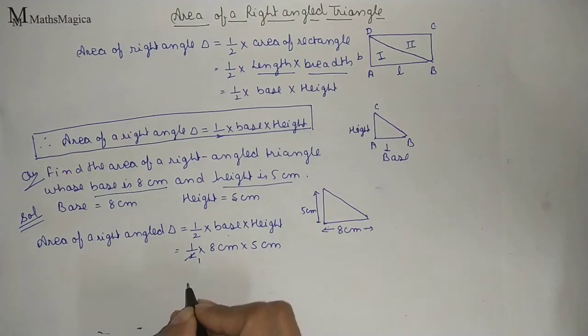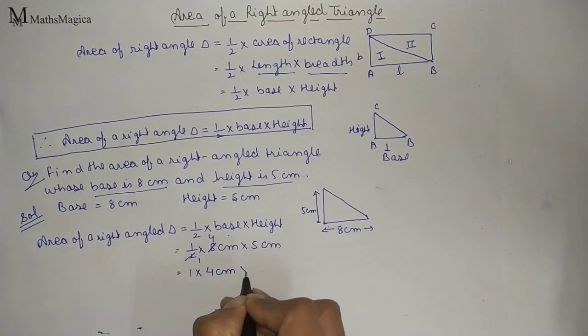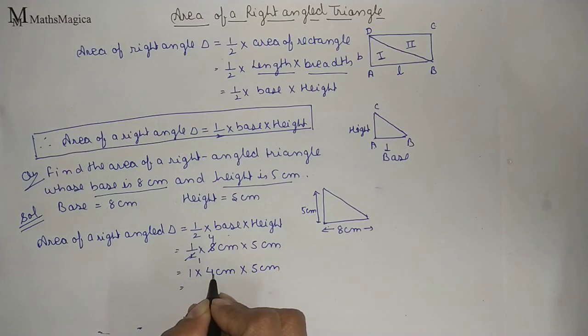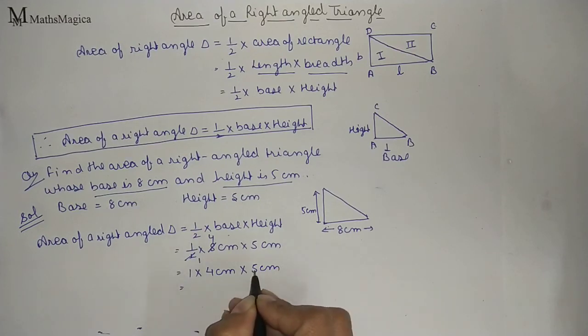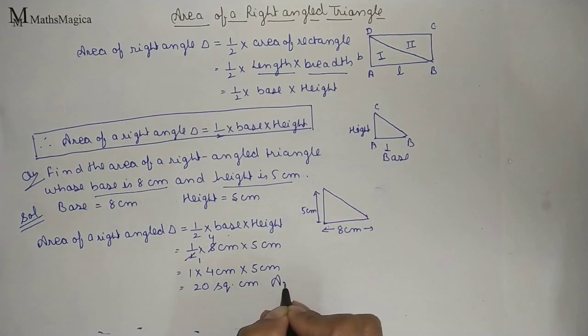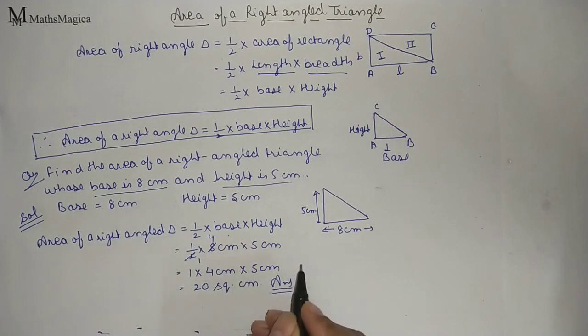2 ones are 2. 4 twos are 8. 1 multiply with 4 centimeter. Multiply with 5 centimeter. 1 multiply by 4 is 4. 4 multiply by 5 is 20 square centimeter. This is your required answer. Area of a right angle triangle is equal to 20 square centimeter.